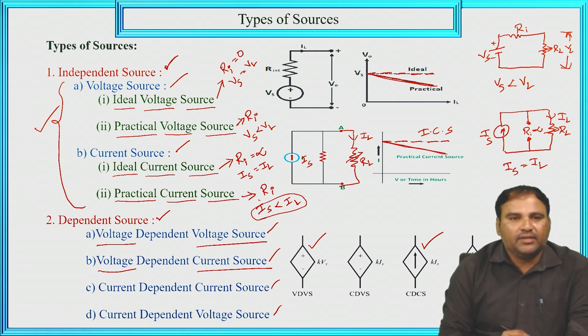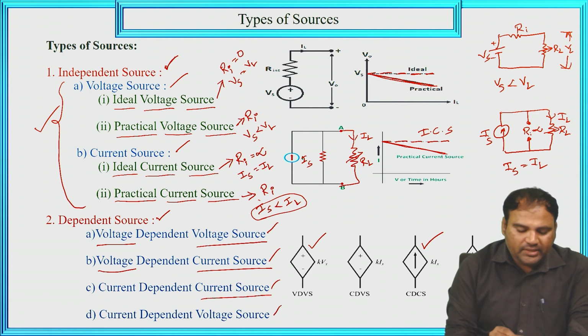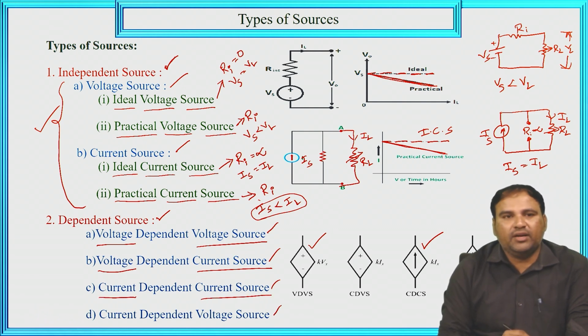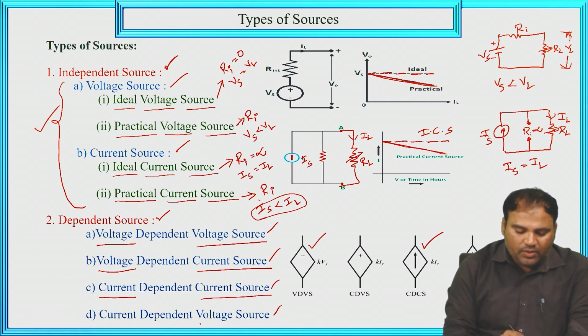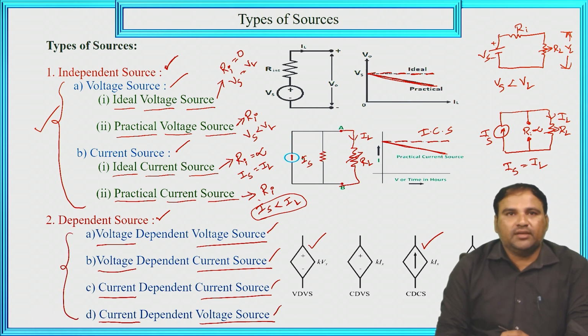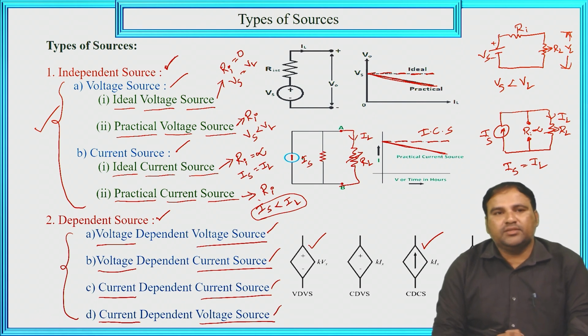The third one is the current dependent current source, where the current source depends on the current of another circuit. The fourth one is the current dependent voltage source, where the voltage source depends on the current of another circuit. So these are the different types of sources.